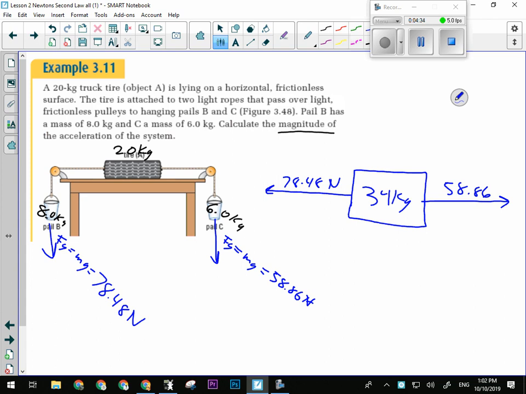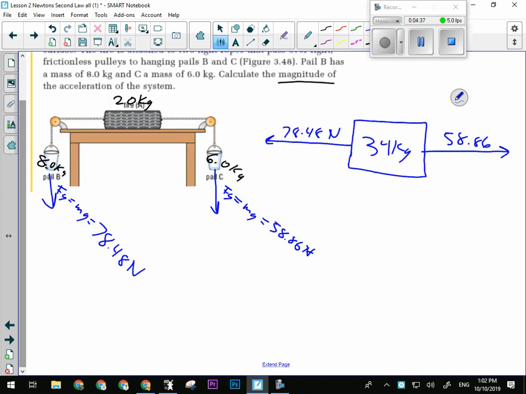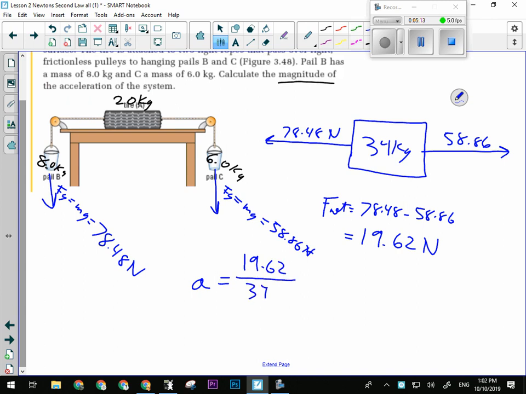Okay. So now that I have that, can I calculate the net force? Yeah, I'm going to use the vector sum of all forces. So F net will be 78.48 minus 58.86, or plus negative 58.86, which will give me 19.62 newtons. Okay, so that's my net force, 19.62 newtons. And that is pulling on how much mass? 34 kilograms. So can I calculate the magnitude of the acceleration of the system? Yes. All right, so that will mean 19.62 divided by 34 kilograms.